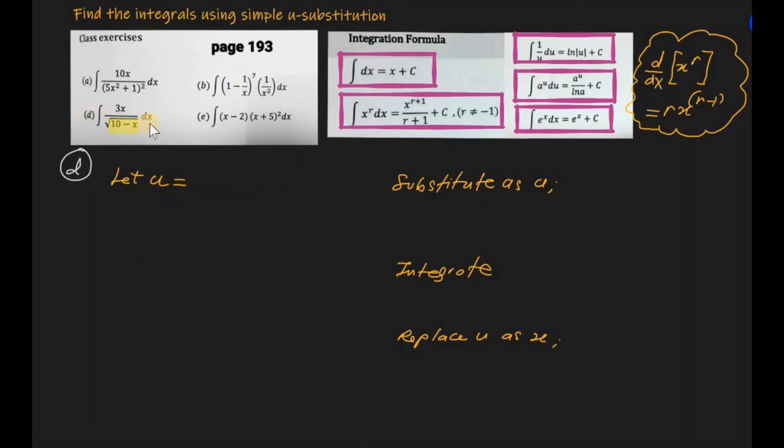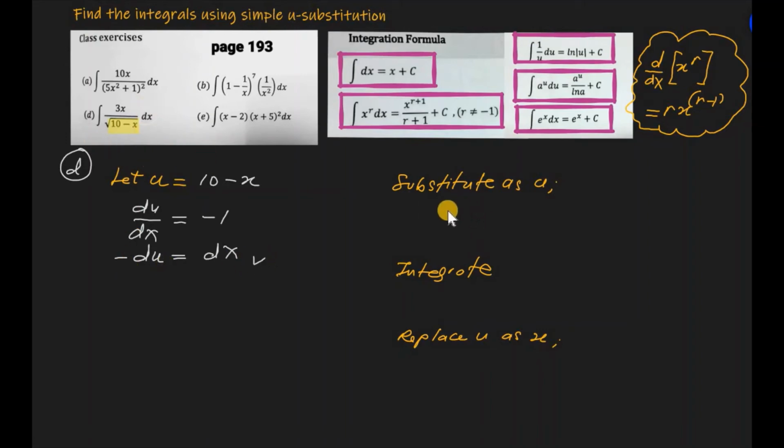Okay, next let's look at D. What would be the appropriate u? Choose the most inside function to be our u, 10 minus x. Then we are to substitute everything in terms of u. The derivative of a constant is zero. The derivative of negative x is negative 1. So hence dx is actually negative du. Okay, the dx that we need to replace is negative du.